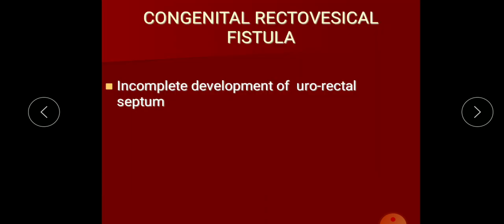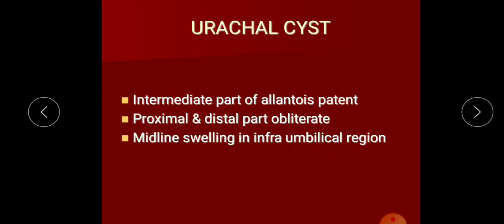So now we come to the anomalies. If there is an incomplete urorectal septum, do you remember that urorectal septum? Okay. So if there is a defective urorectal septum, it can lead to a fistula, and that is what is termed a congenital rectovesical fistula. If this urorectal septum is not completely developed, it can cause abnormal communication between the rectum and the vesica. So that is what is termed a rectovesical fistula.